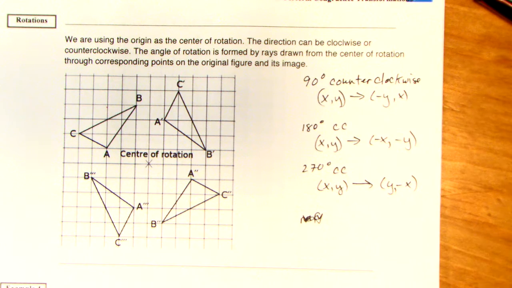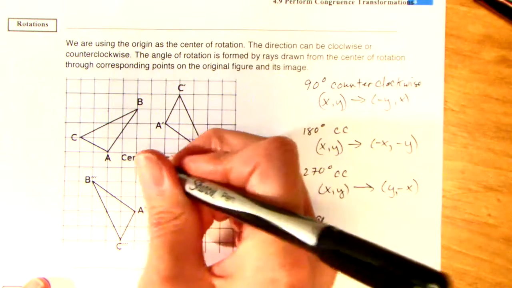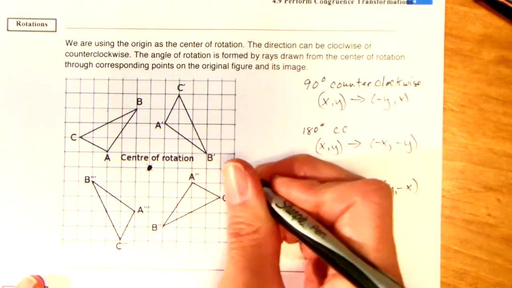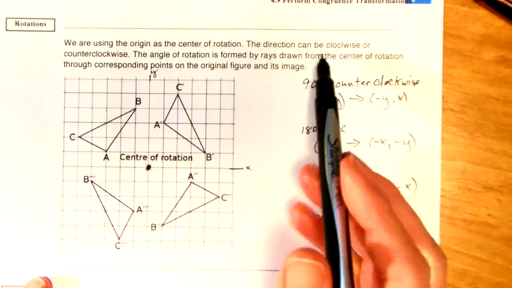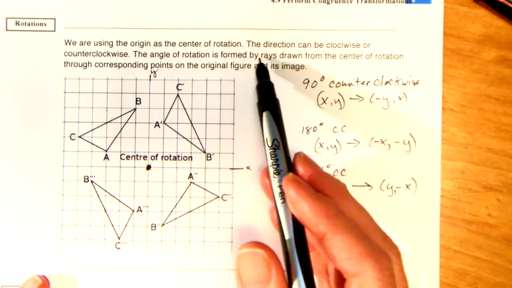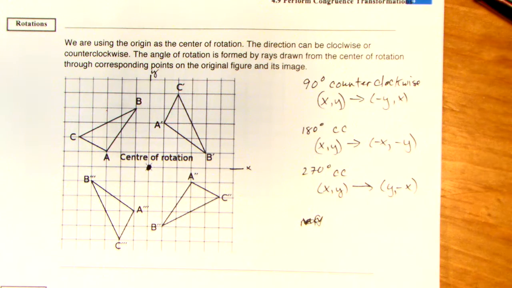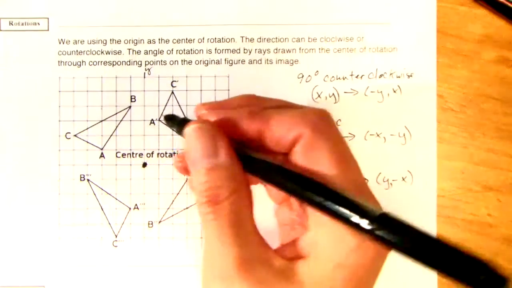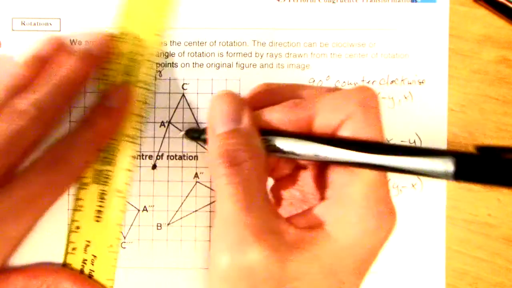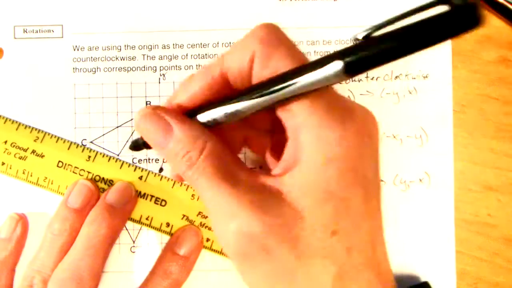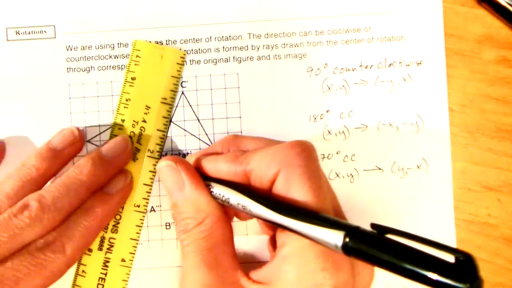Okay. So we are using the origin as the center of rotation for this problem. That means this is the x-axis and this is the y-axis. The direction can be clockwise or counterclockwise. The angle of rotation is formed by the rays drawn from the center of the rotation through corresponding points. So for instance, let's pick point A. What you do is draw A to that center of rotation. I should do this in another color so you know what's being added on. I'm going to highlight it later.